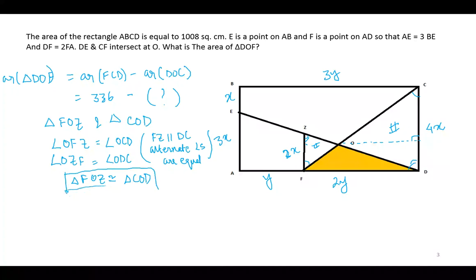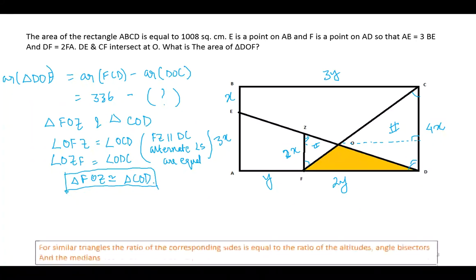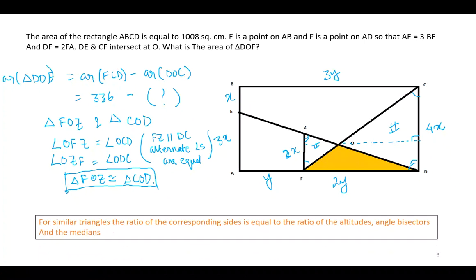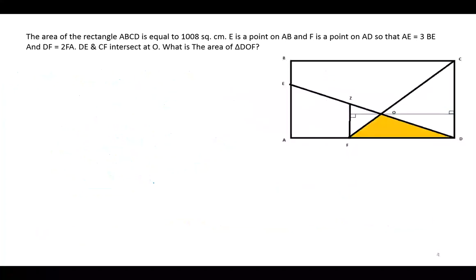And this is very important to us, and I'll tell you why. For similar triangles, the ratio of the corresponding sides is equal to the ratio of altitudes, angle bisectors, and the medians. It is basically this altitude that we are interested in. And let me show you how. We had this is equal to 2x and this is equal to 4x. I don't know the altitude. This O, let me call it P, and let this one be Q. This OP is what I'm interested to find out.